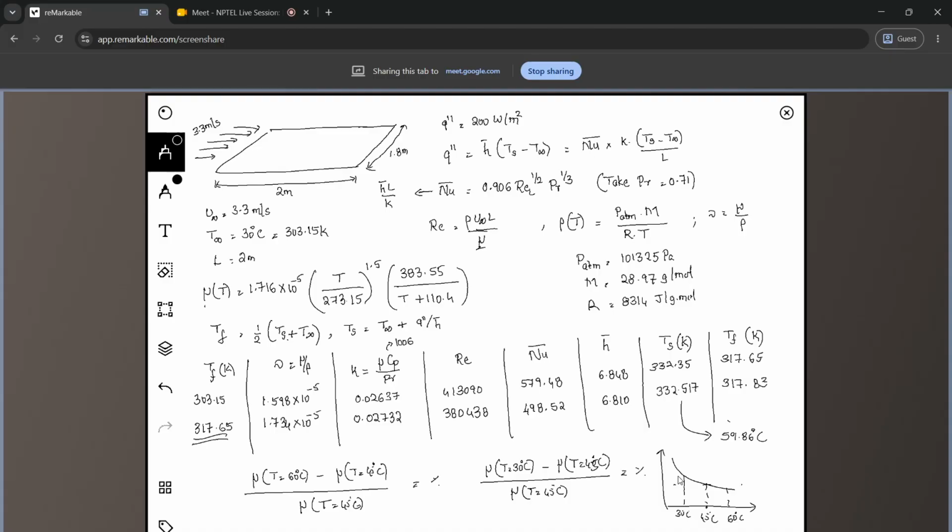And then you can also experiment that instead of 60 Celsius, let's say this becomes 100 Celsius. Then you can see how the error actually increases. And then you'll get an understanding: okay, if 10% accuracy is acceptable for the particular problem that you are solving, then you can assume the constant properties.